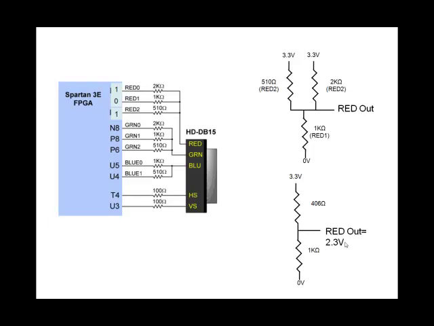As I said earlier, 8 different voltages can be created with the 8 different values for red. The same thing applies for green, and then 4 different values can be applied for blue.